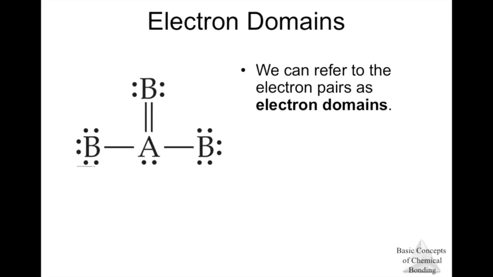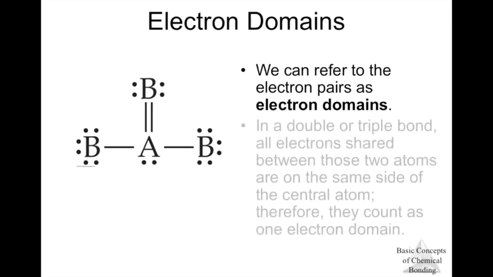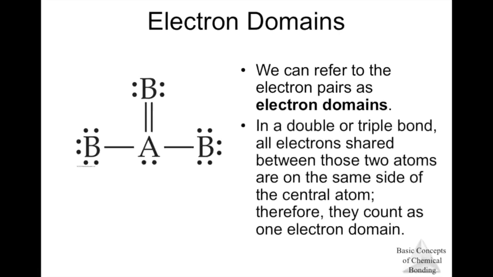And the best way to do this is to look at electron domains. And so you can refer to electron pairs as a specific electron domain. They can be bound electrons or they could be non-binding electrons, like I just said. Even if it's a double bond, they are still on the same side of the central atom, so they're going to count as one electron domain.